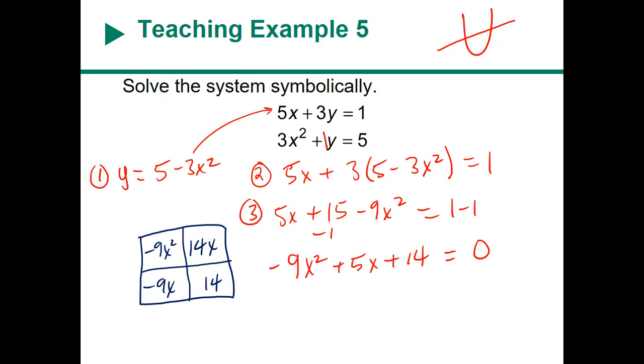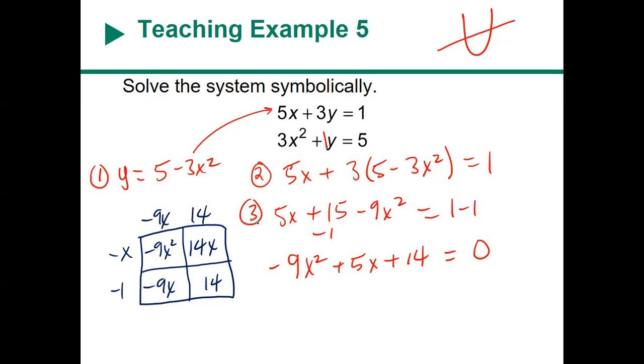We factored. So now, once you're in the box, remember it's just GCF. What is the greatest common factor between these two? Just -x. Greatest common factor between these two? -1. Greatest common factor between these two? -9. And we get -9x, and GCF here is 14.